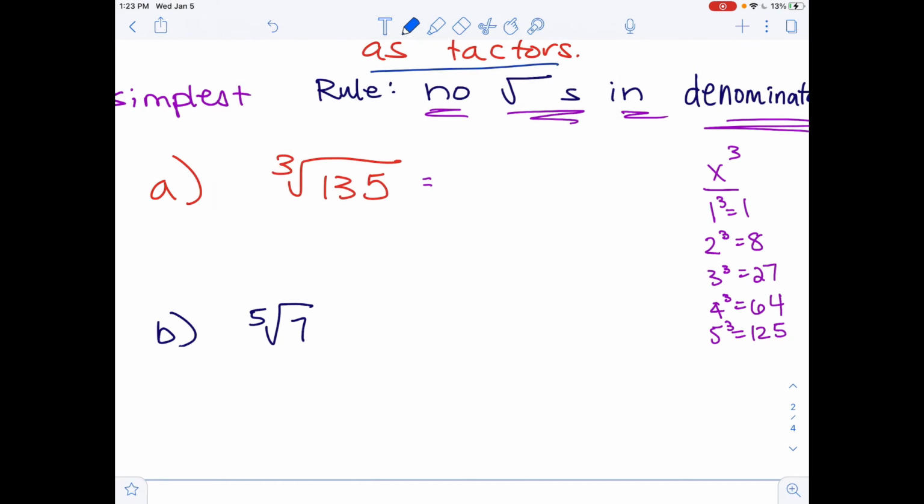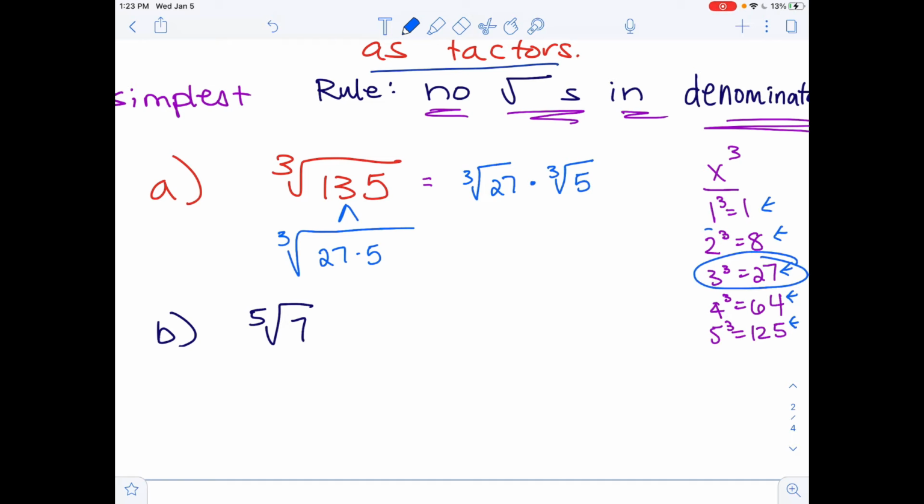We're going to play around and see if any of these numbers can factor into 135. So I'm going to take 135 and just start dividing. 135 divided by 1 isn't going to help us, so let's try 8. That doesn't work. What about 27? 135 does divide by 27. And so what I can do is I can split this up. The third root of 135 is also the same as the third root of 27 times 5. So I can rewrite this and separate that product based on our rule. So we can take the third root of 27 times the third root of 5.